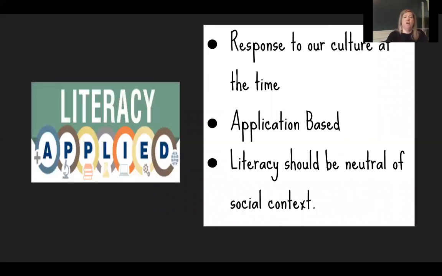The next one was literacy applied. So that's thinking about literacy in terms of its ability to be practiced or to be put into practice through application. And so it really responds to the culture of the time. It's very application based, not just here's the skills, but what are you going to be able to do with those skills? And it really approaches literacy as being neutral of social context. So it's applicable to everyone.